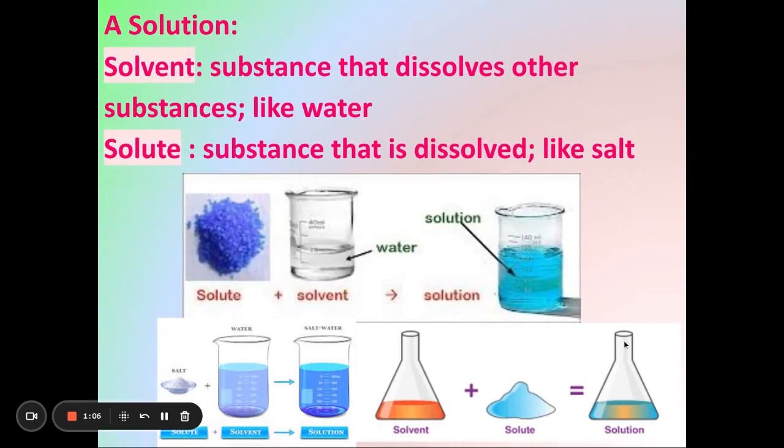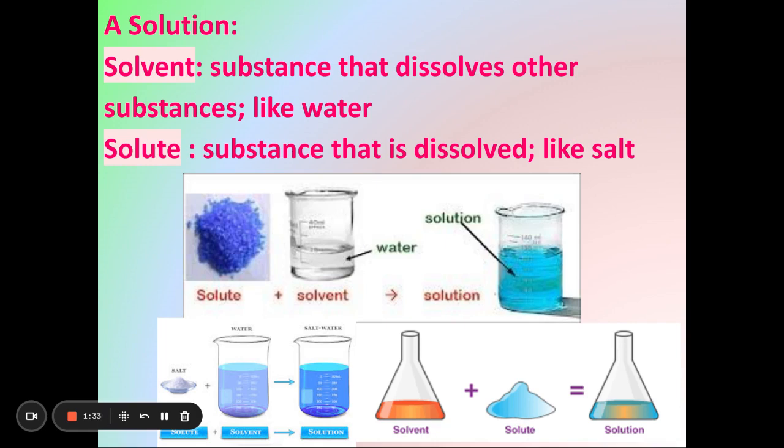So what is a solution? I just used the term solution, but I didn't make sure that you know what a solution is, so now I will. A solution is a combination of two things. First, we have the solvent, like water, and it is the substance that does the dissolving. And then your other substance, the solute, is the substance that gets dissolved.